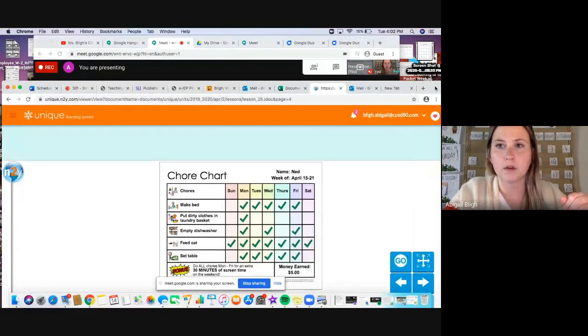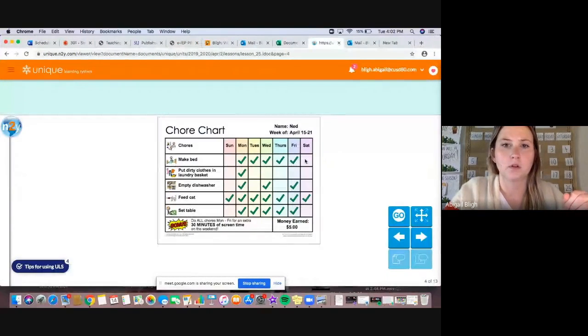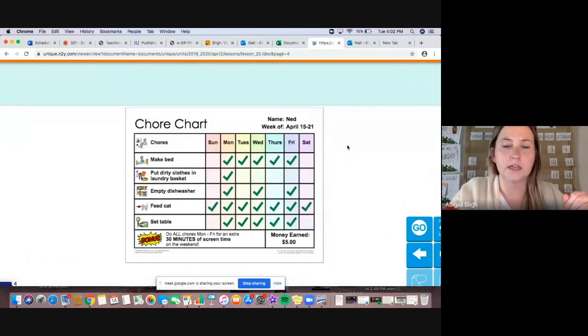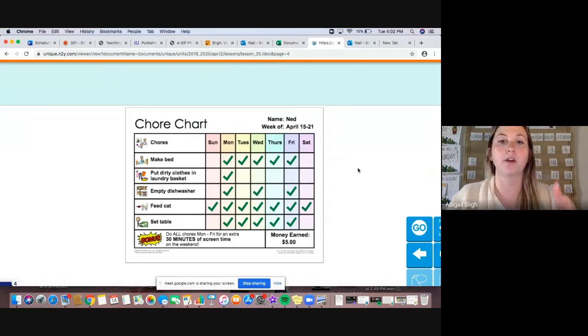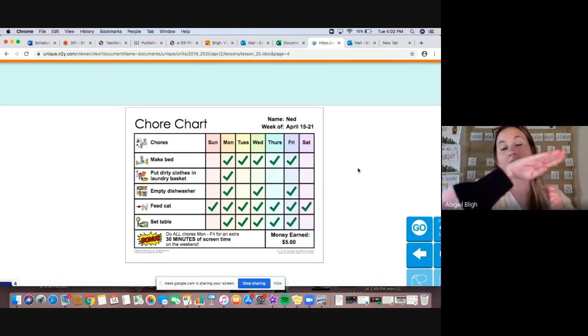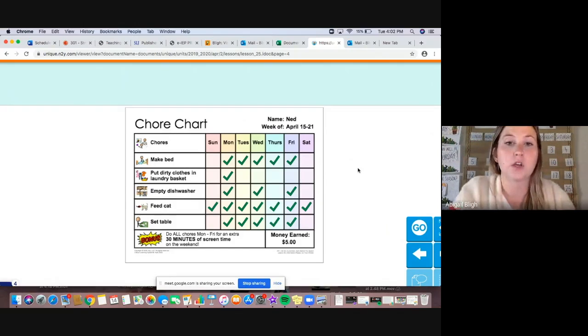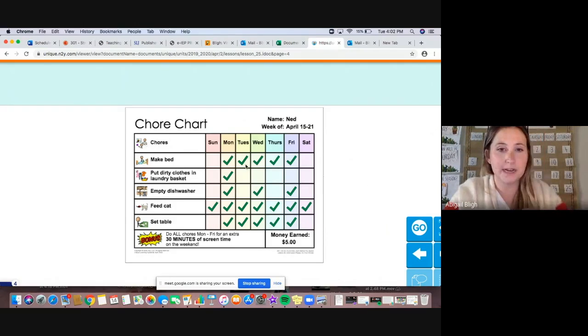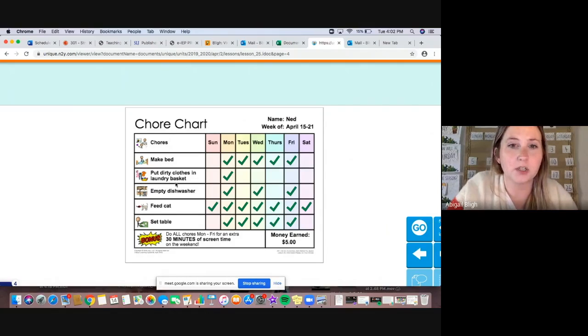Okay. So the first page you have is a picture of the chore chart. So this is a graph. When we're looking at a graph, we want to look at what's going up the y-axis, the axis that goes up and down like this, and then what's going across the x-axis, which is going across like this.